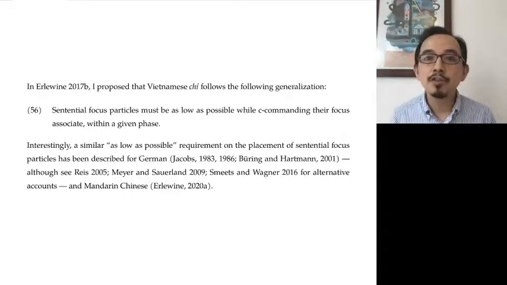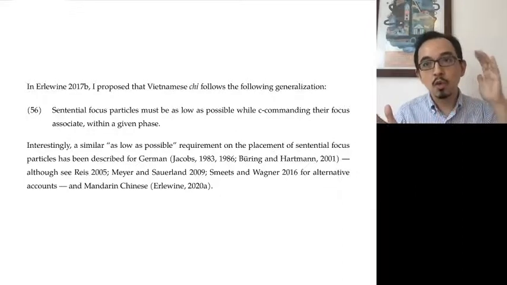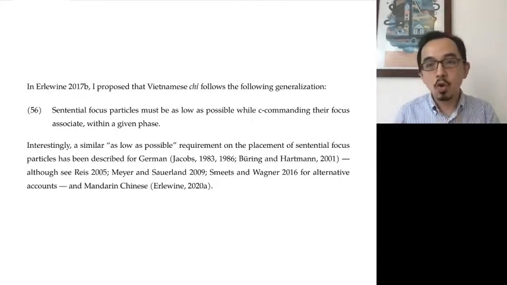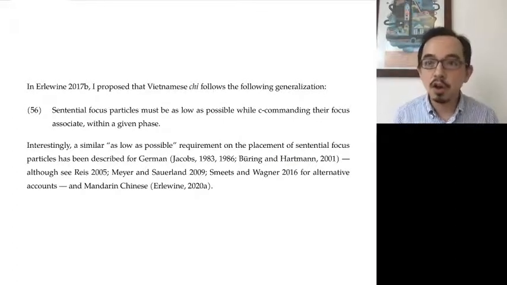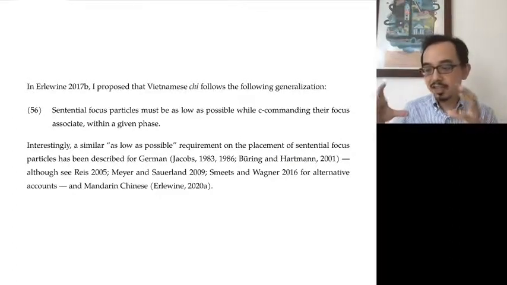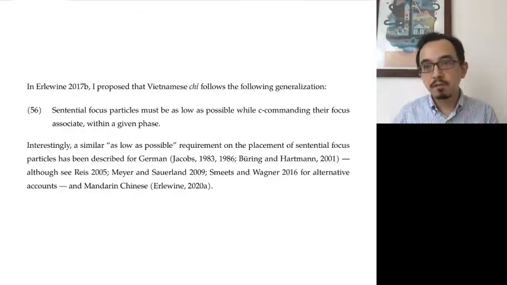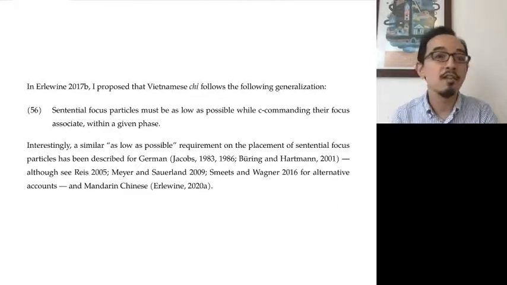The apparent optionality of the focus particle placement in a lower clause or higher clause I attribute to the fact that the lower clause and higher clause are in different cycles, let's say in different phases. And in the full paper, I have some additional arguments showing specifically that it's not just about finite clauses, but it actually is a little bit more granular than that, and therefore we want to refer to it as low as possible within a phase.